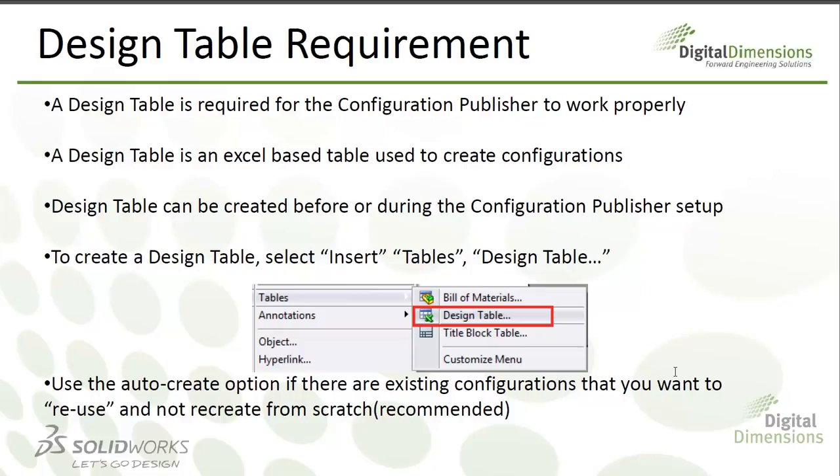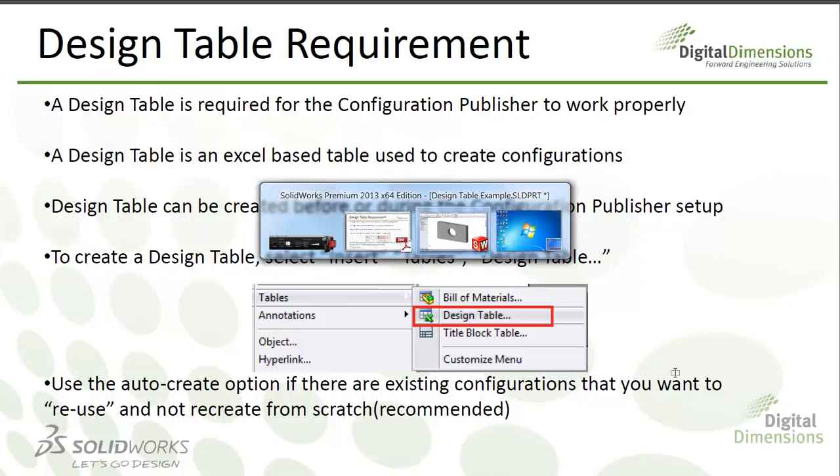To create a design table, it's under the Insert menu drop down, and it's Insert, Table, Design Table, and there's an option to Auto Create. That Auto Create will create configurations from the existing ones and put them into the table so you don't have to recreate those from scratch. A lot of times it's nice to have a few configs because then you can understand the syntax better once it creates the table. You can bring up Excel in its own window, or you can use it right inside of SOLIDWORKS. So I'm going to go into SOLIDWORKS and show you how to use the design table.